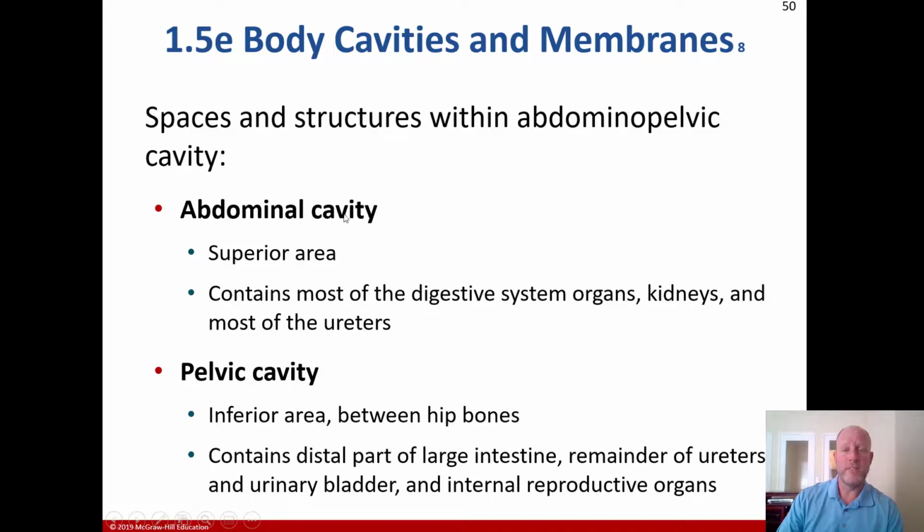The body cavities and membranes for the abdominopelvic cavity, spaces and structures to be found there. Your abdominal cavity is the superior area of the abdominopelvic cavity. It contains most of your digestive system organs, kidneys, and most of the ureters. Your pelvic cavity is the inferior area, below, between your hip bones. It contains the distal part of the large intestine, the remainder of the ureters, the urinary bladder, and the internal reproductive organs.